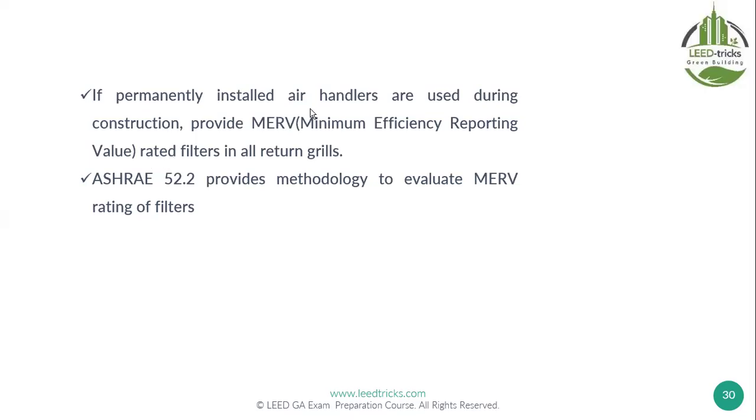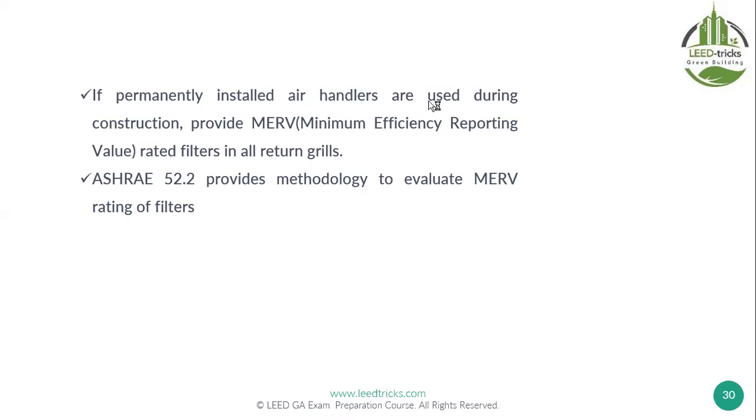If permanently installed air handlers are used during construction, provide MERV filters, or minimum efficiency reporting value, rated filters in all return grills. Why in return? Because the dust will come to the return grills. So not only provide filters in the intake, like we said before, here we provide filters in the return air.